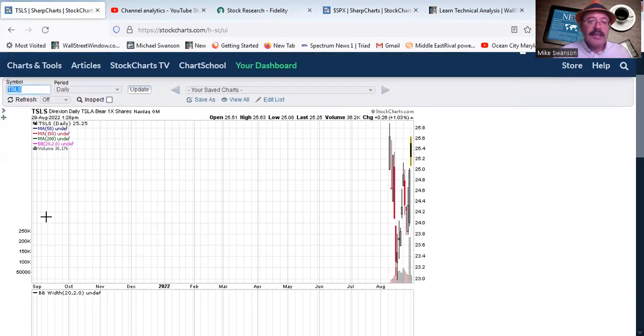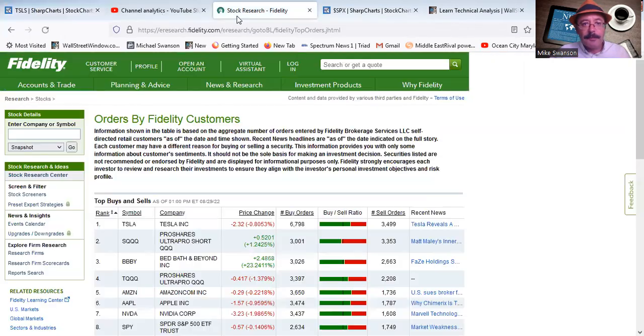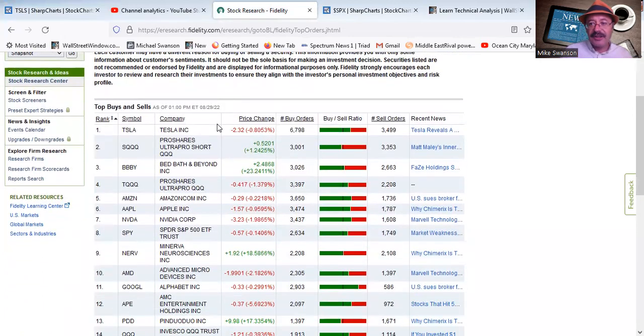And this is it, TSLS. So I'm up a little bit in this fund. So that's one trade I'm doing today that I got on in the market. Now, the funny thing about this trade, though, is I'm actually going against what most small traders and individual investors are doing when it comes to Tesla.